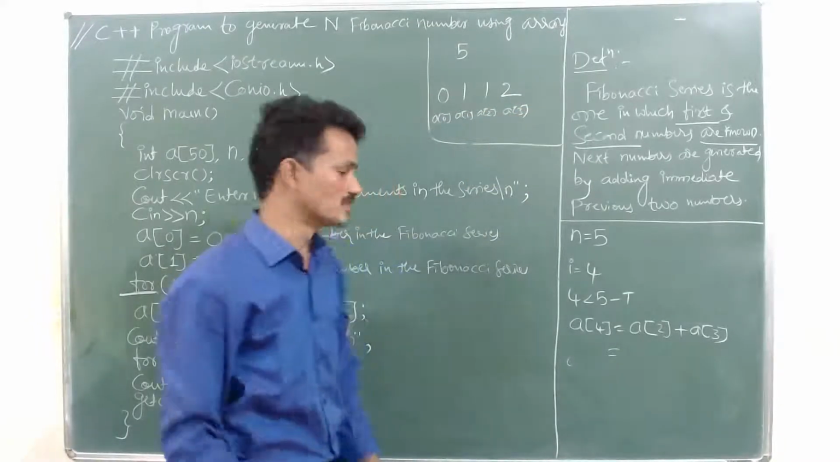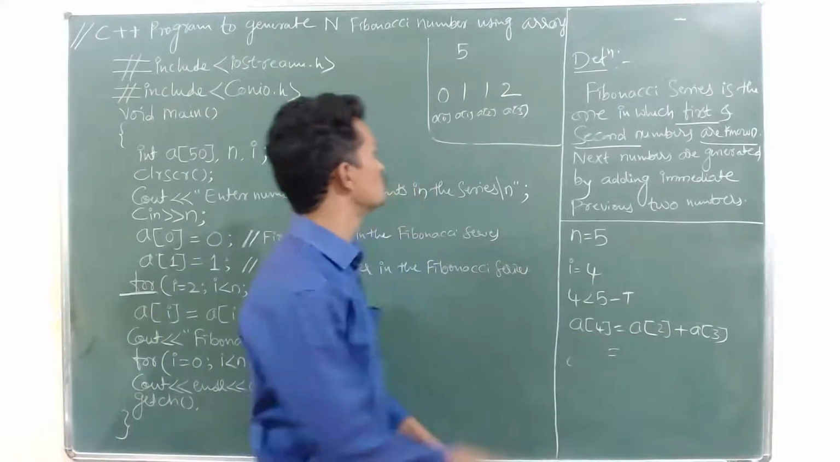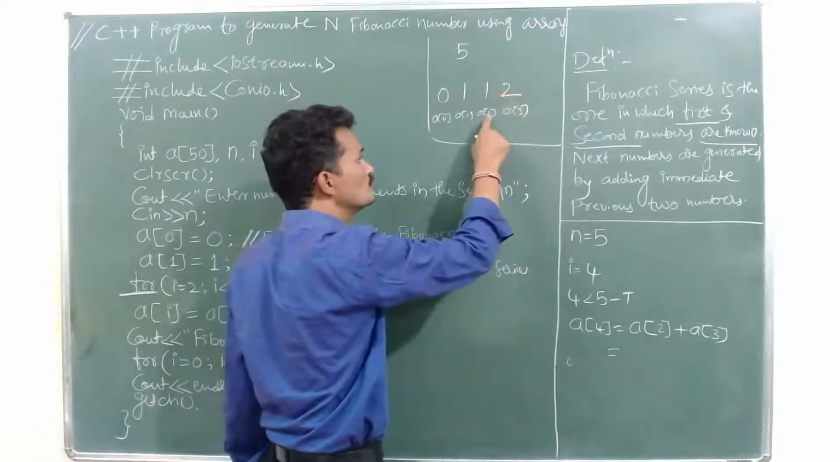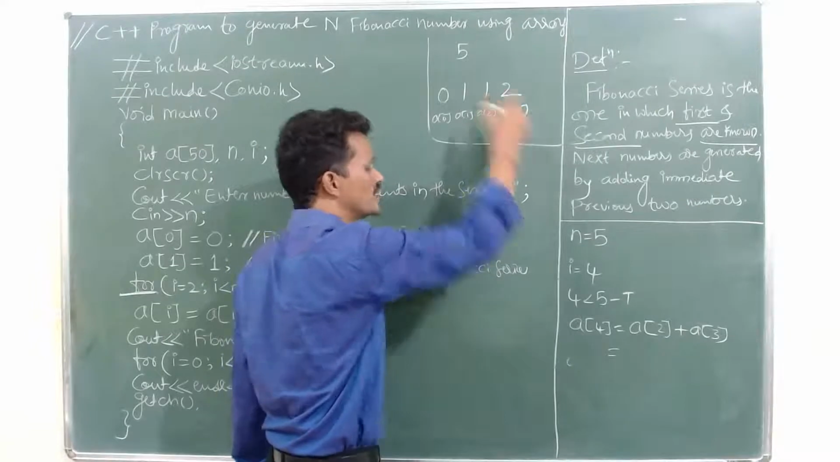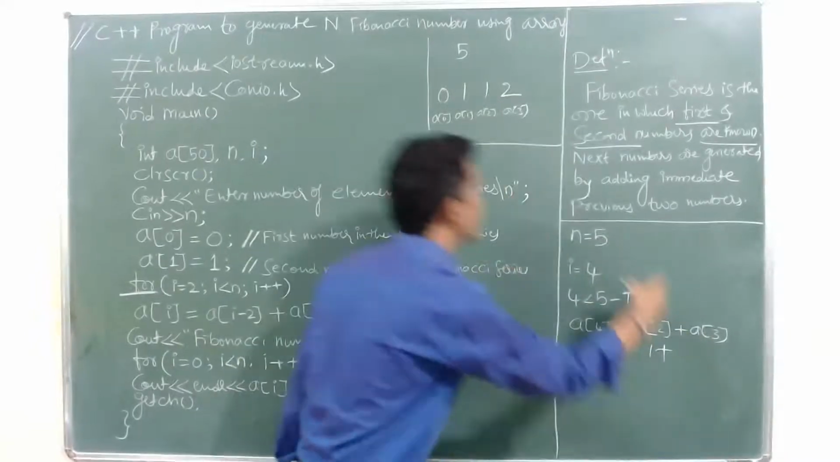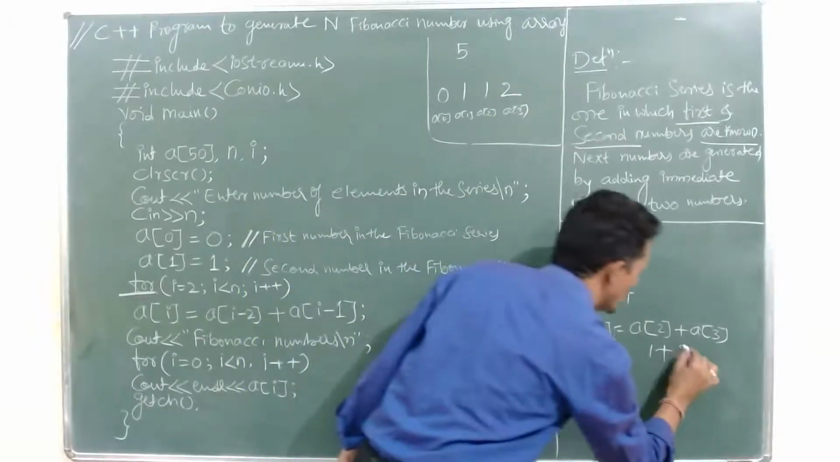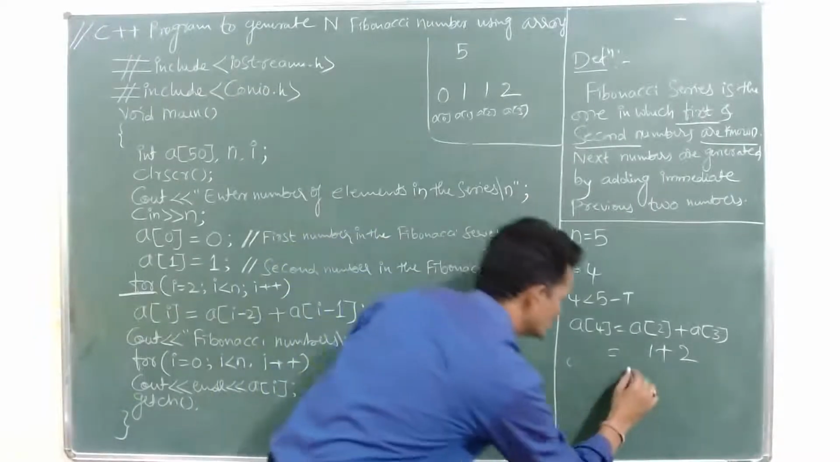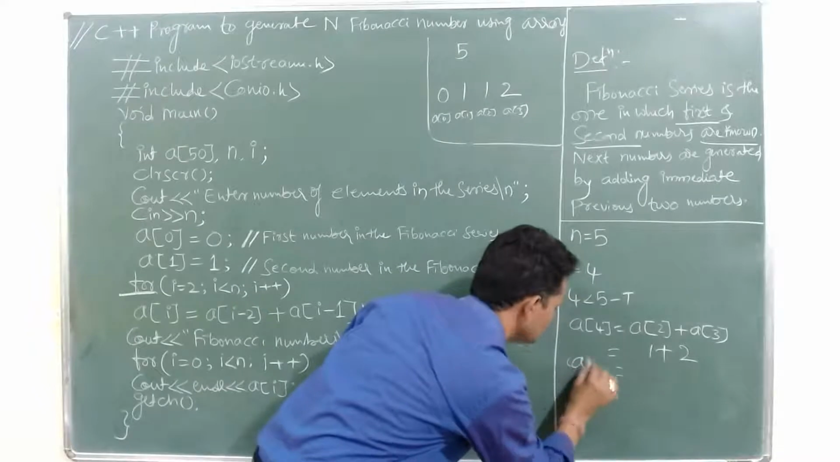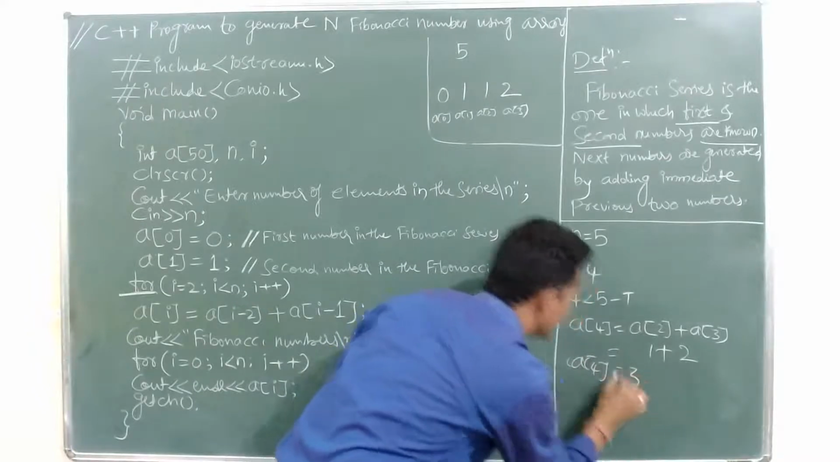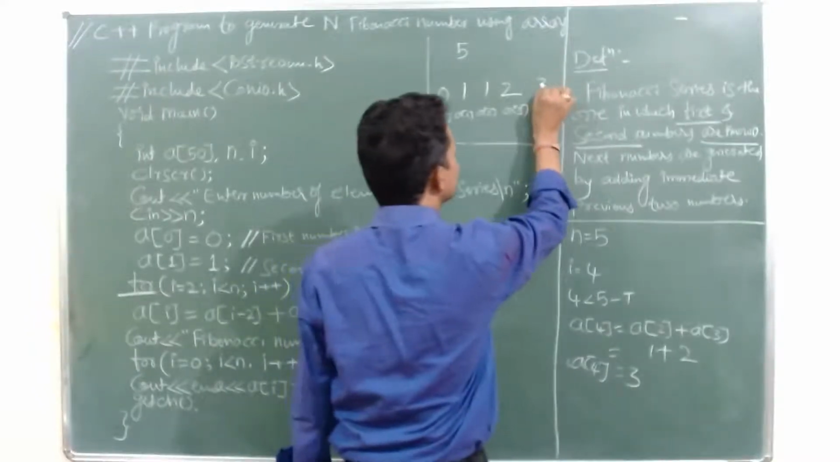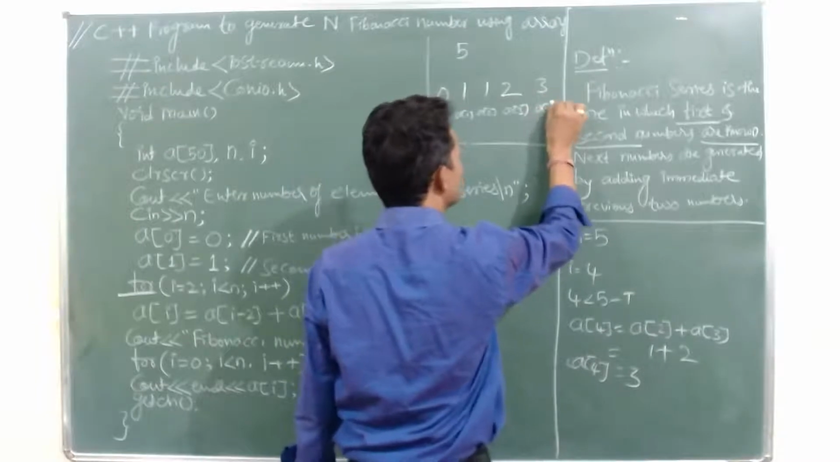So what I have to do now is A of 4 is equal to A of 2 plus A of 3. What is stored in A of 2? That is 1. And what is stored in A of 3? Have a look here. A of 3 is having the value 2. 1 plus 2 is 3. 3 is assigned to A of 4. So I'll write the answer as 3 here. So the location will be A of 4.